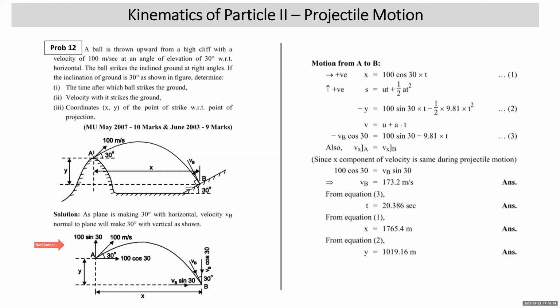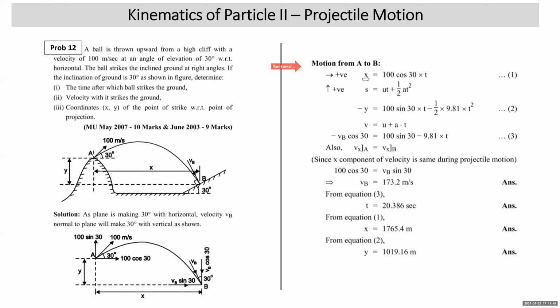How do you understand this? Since this plane is making 30 degrees with the horizontal, the velocity normal to the plane will make 30 with the vertical. So the vertical component of velocity will be VB cos 30 downward. If VB is the resultant velocity, the vertical component will be VB cos 30. The horizontal component is VB sin 30. Now we write equations of motion from A to B.